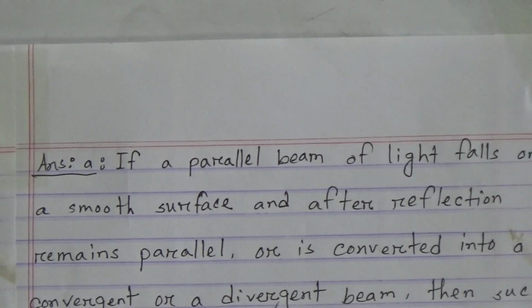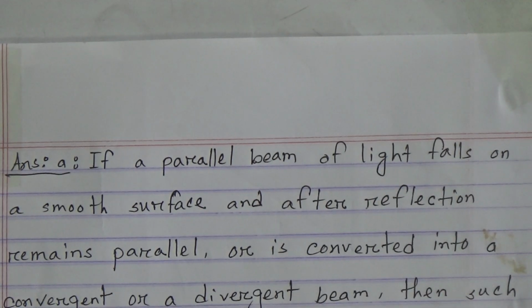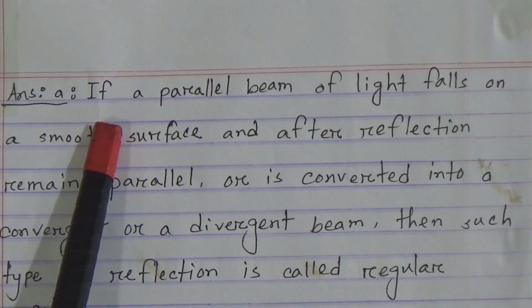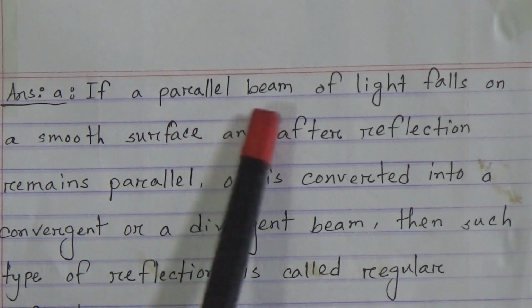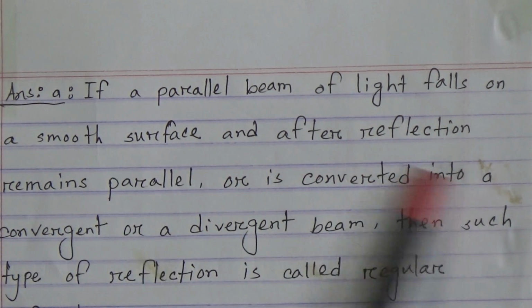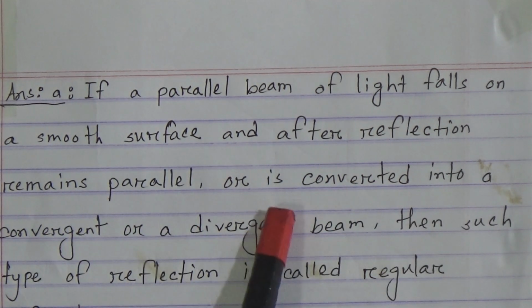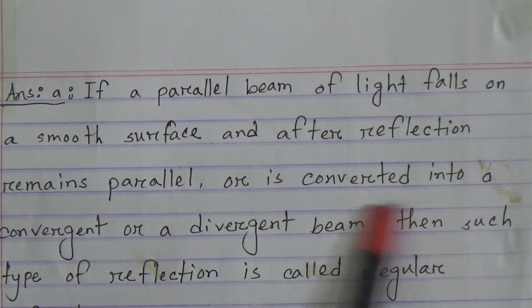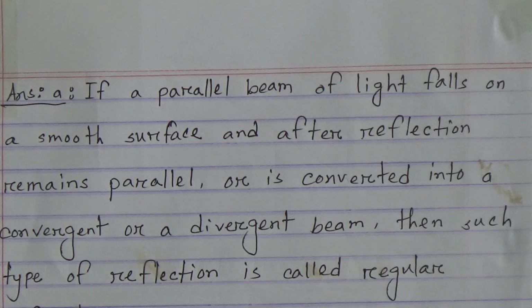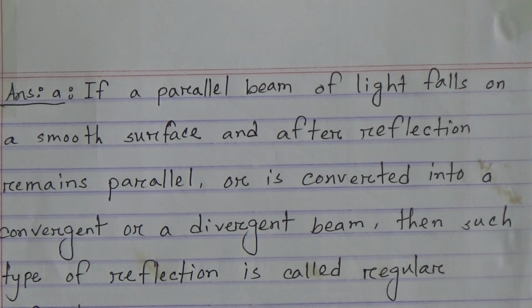At first, what is regular reflection of light? The definition of regular reflection is, if a parallel beam of light falls on a smooth surface and after reflection remains parallel or is converted into a convergent or a divergent beam, then such type of reflection is called regular reflection. Now question number B, what do you mean by principal focus?